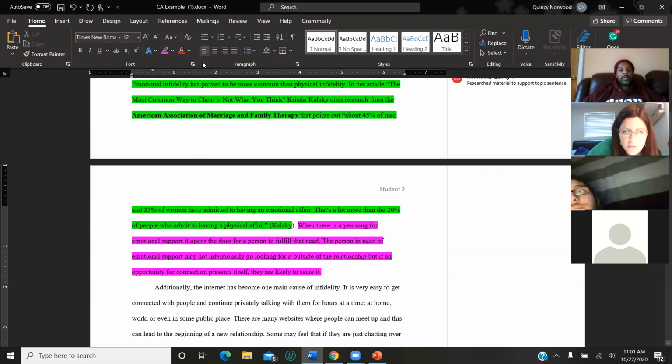Okay, let's use this one. I have a question about quotes. If we're using two quotes in different paragraphs from the same book, do we have to restate the title of the book again? No, you would just have the author's last name in your citation. But when you're using more than one source, always include the author in your citation.